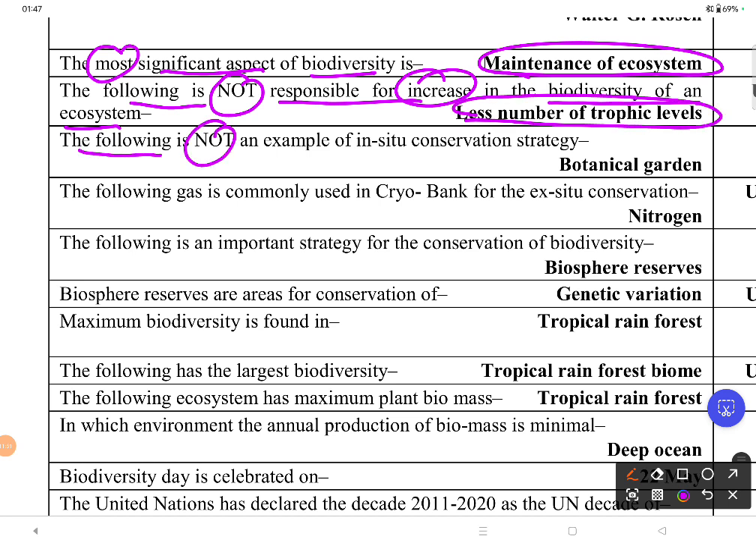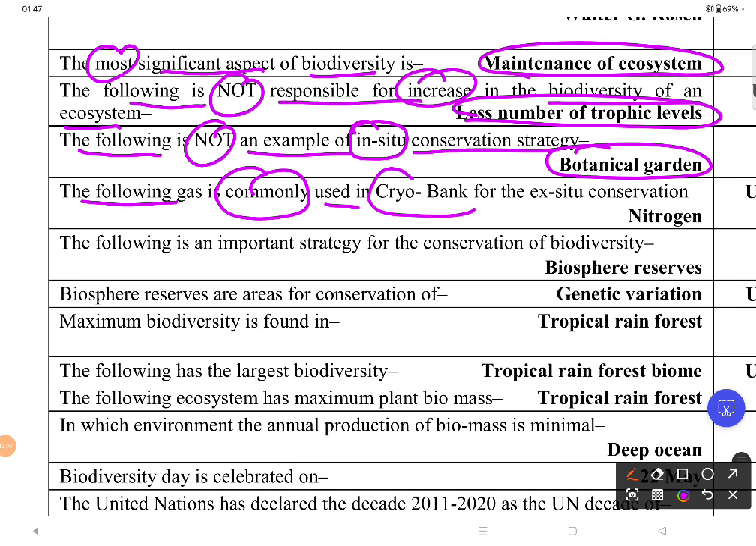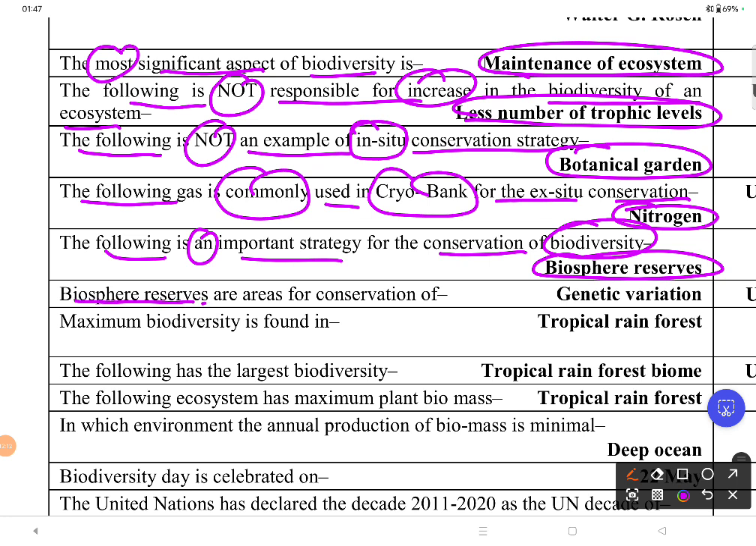The following is not an example of in situ conservation strategy: botanical garden. The gas commonly used in cryobank for ex situ conservation is nitrogen. An important strategy for the conservation of biodiversity is biosphere reserves. Biosphere reserves are areas for conservation of genetic variations.